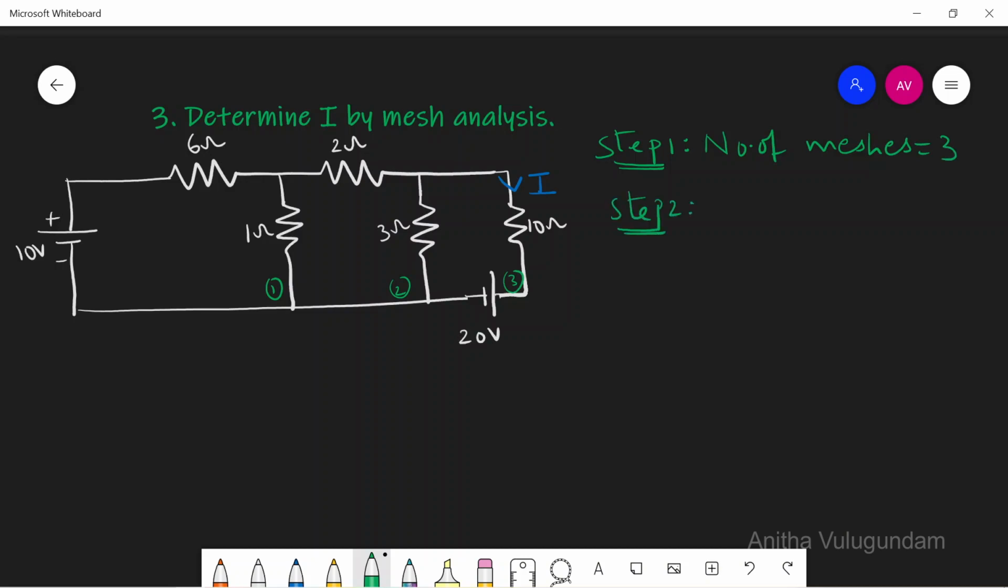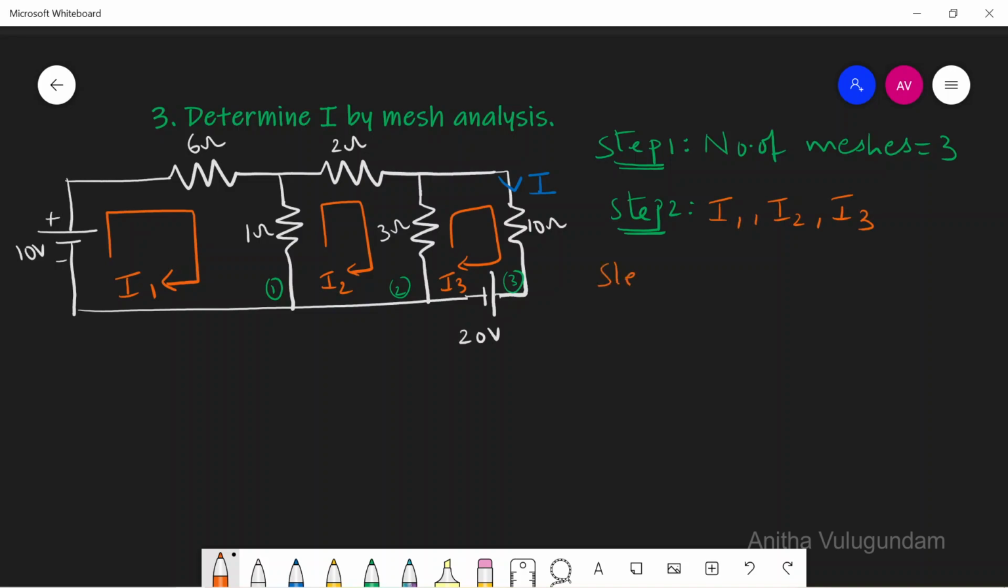Step 2. Assign mesh currents. I will assign this as I1, I2, I3. Next step. Apply KVL equation to each and every mesh available in the circuit.